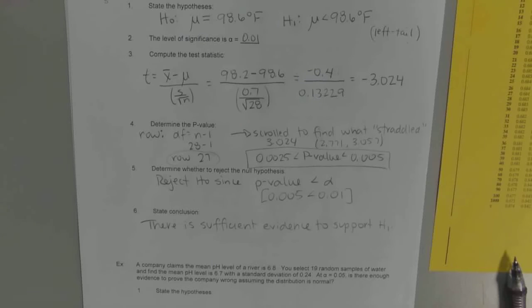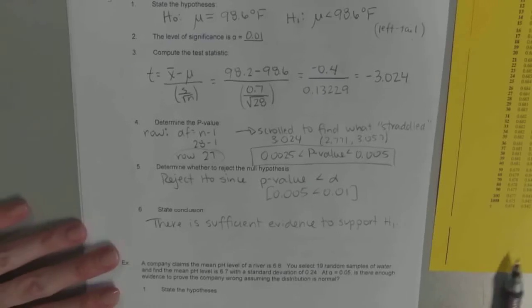So mu was 98.6. I know you guys already have this done. Our average was 98.2. The standard deviation was 0.7 of a degree, and then our N was 28, right? So we wanted to prove that it was less than. And again, match the sign, not the mu. Match the sign, not the mu. And hit calculate. So notice their test statistic is spot on with ours, right? Negative 3.024.